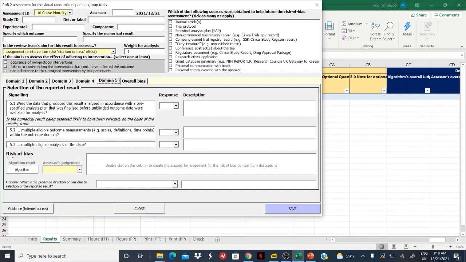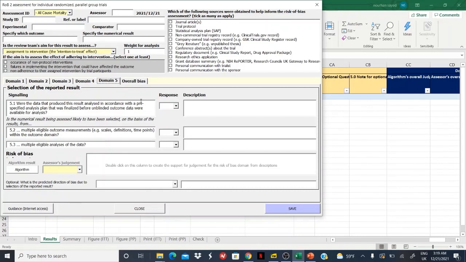Now, this is not a very proper way, as is obvious, of analyzing the data, because if you chop up the data in 100 different ways, you're going to come across something which is statistically significant. And so this domain is concerned with trying to fish out cases where this kind of post hoc fishing happened.